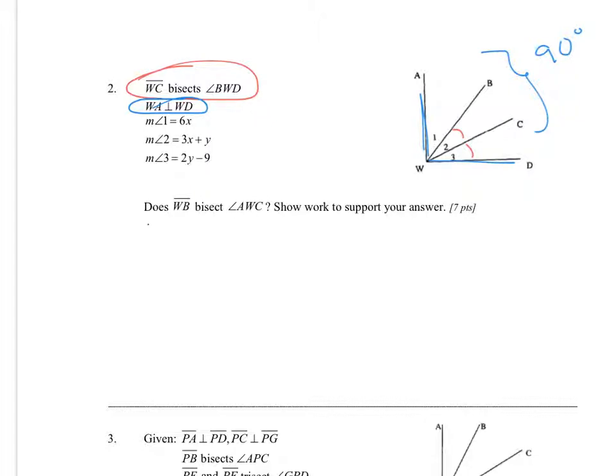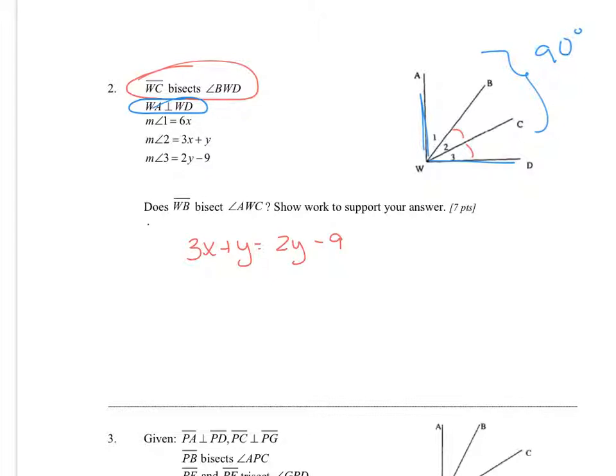Okay, so that first statement, WC bisects BWD, should lead us to the equation that states that the measure of angle 2 is equal to the measure of angle 3. So 3x plus y equals 2y minus 9. A lot of you got this first one, and then you tried to work with just the one equation, but you need a second equation, and that's going to come right from that second piece of given information, that WA is perpendicular to WD.